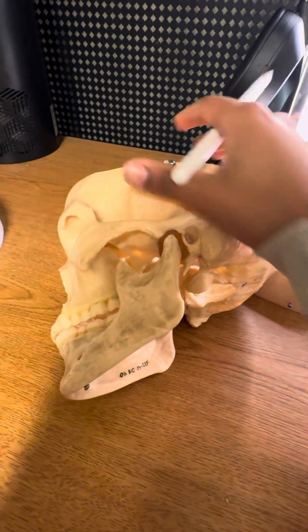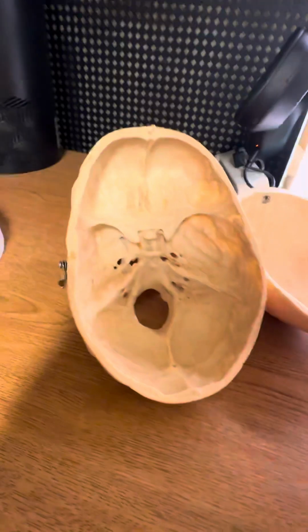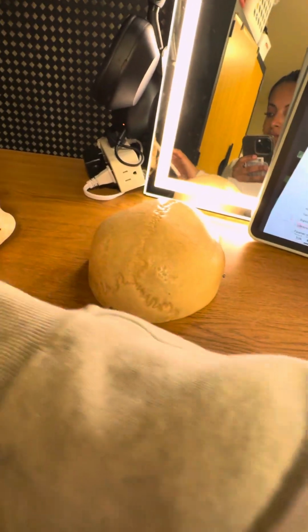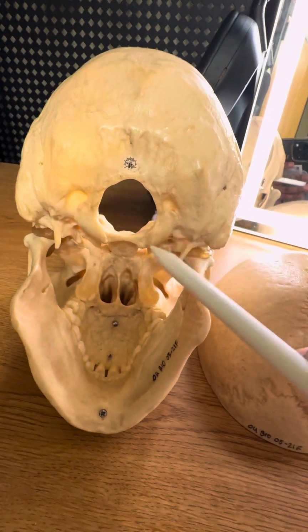And then moving on to the occipital bone. The occipital bone is in the back of the head. It's starting here and then continuing down. So when I flip it upside down, you can just see the occipital condyles here.